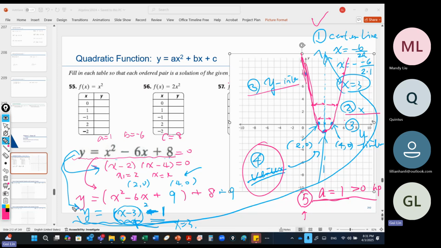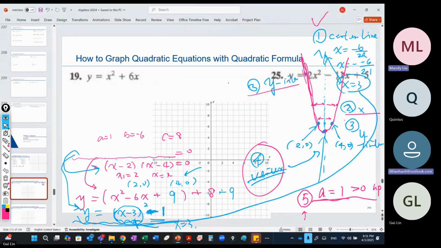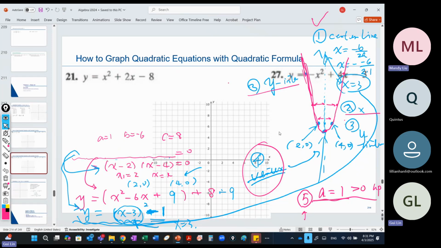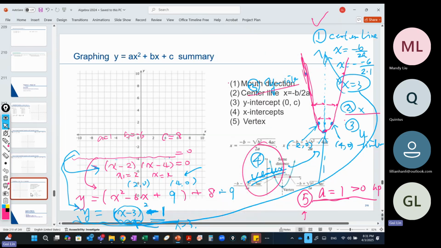So the homework part will let you practice drawing these kinds of quadratics. Wait, do we just have to draw or do we have to answer the questions? No, you just need to practice how to draw. You need to find the 5 of them: the center line, the x-intercept, the y-intercept, the vertex, and the cup direction. So just practice graphing these kinds of quadratic equations in the xy coordinate system. Make sure you find these 5.